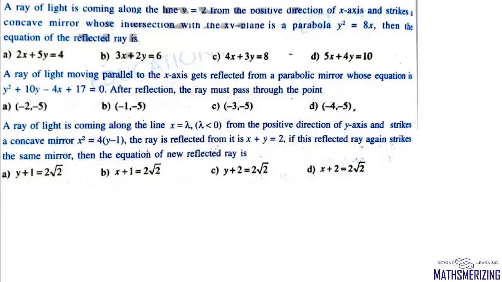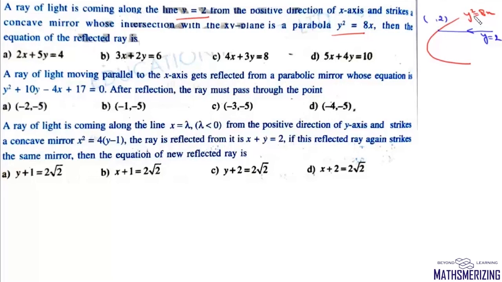Now let us take another question, which is a ray of light is coming along a line y equals 2 from the positive direction of x-axis and strikes a concave mirror whose intersection with xy plane is a parabola y square equals 8x. Then we need to find equation of the reflected ray. So we have this parabola which is y square equals 8x, and then we have this incident ray which is coming along the line y equals 2. So we can find this point. For this point, y coordinate is 2.